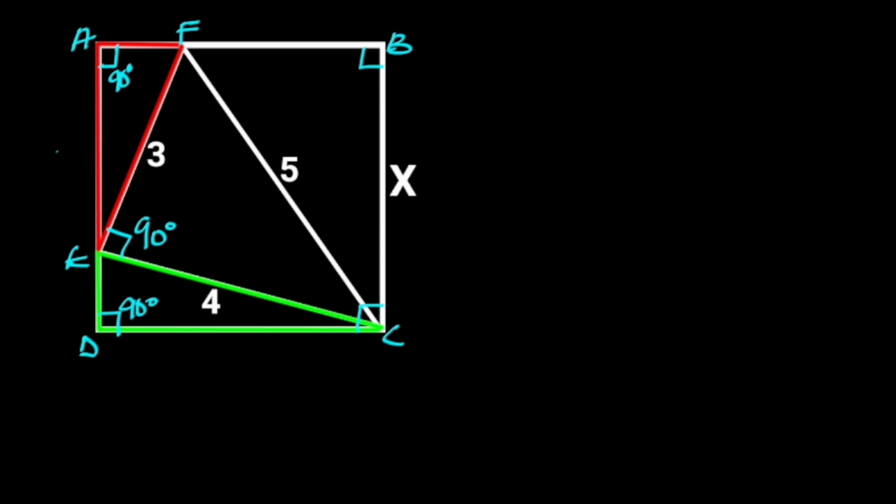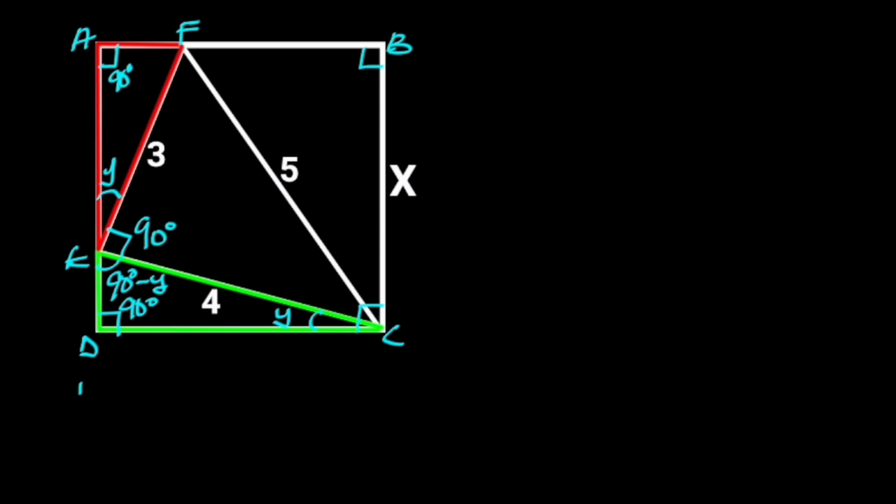In triangle CDE, if we call angle ECD Y, it follows that angle DEC will be equal to 90 degrees minus Y. And the reason is, sum of angles in a triangle. In triangle AEF, angle AEF is Y. Reason: the sum of angles in a straight line.